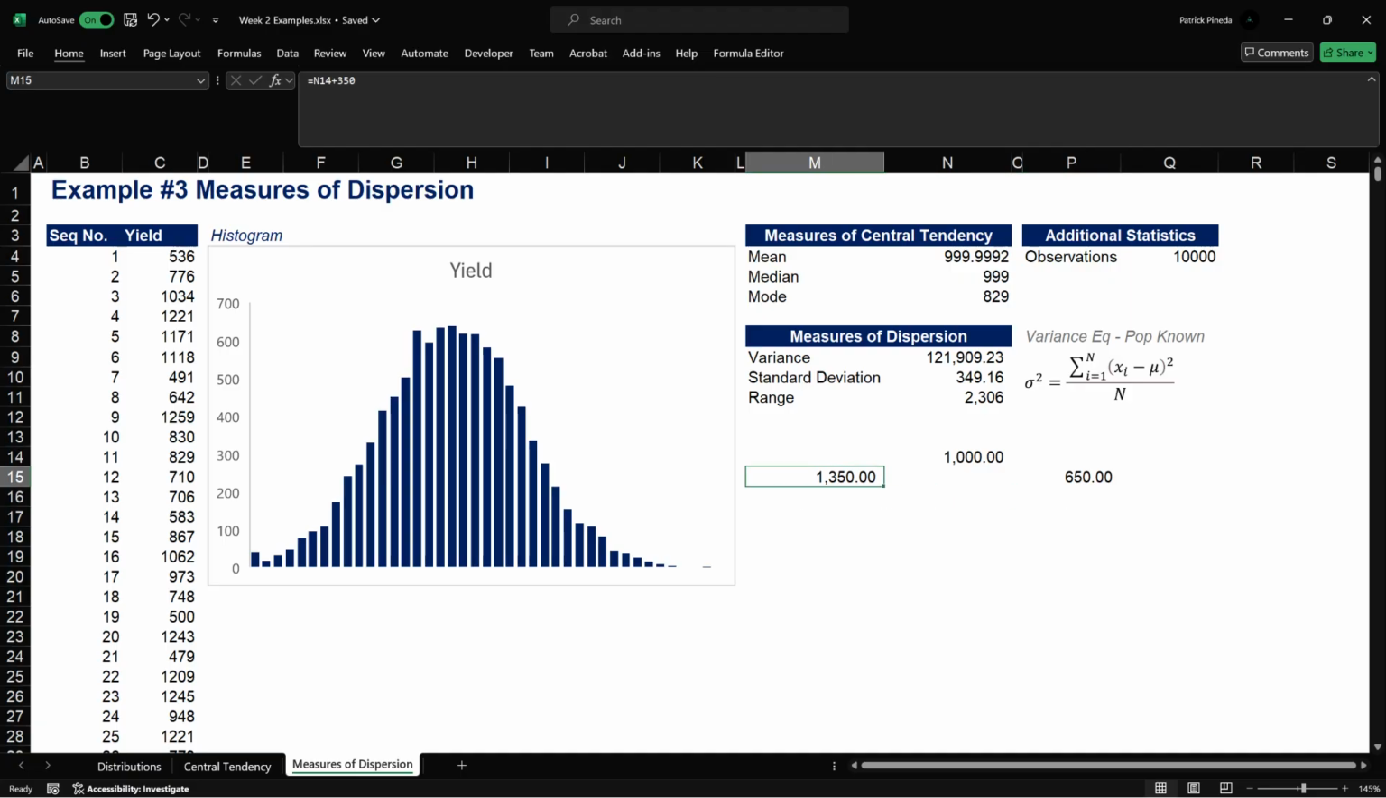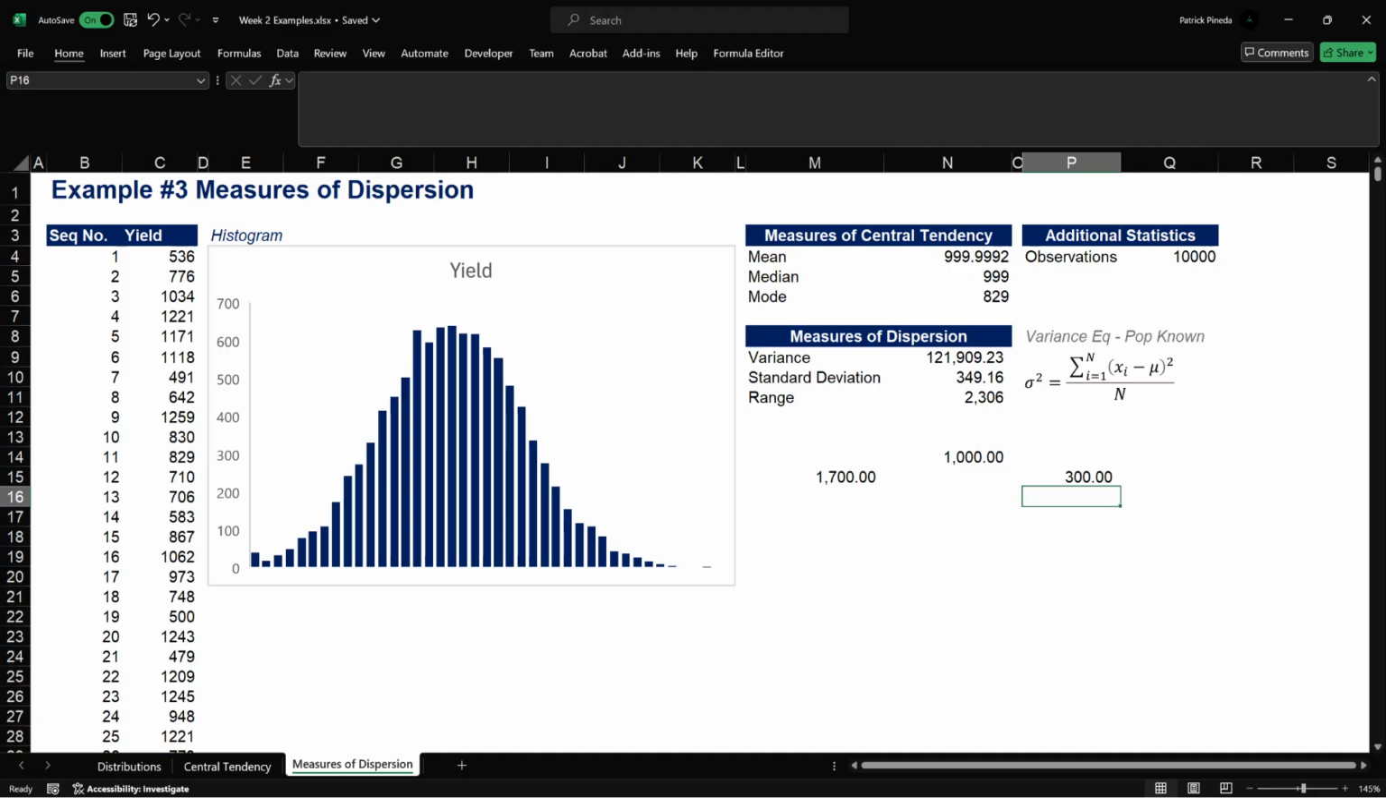If we were to do 2, meaning we add it twice and subtract it twice, then between 300 and 1,700 covers 95%. And so you can see why these measures of dispersion are important.